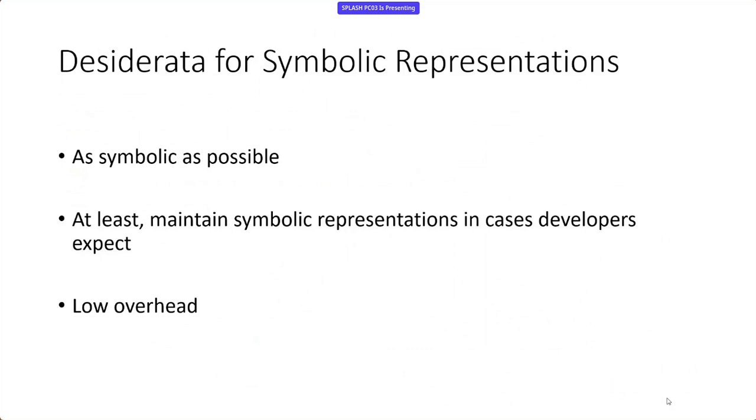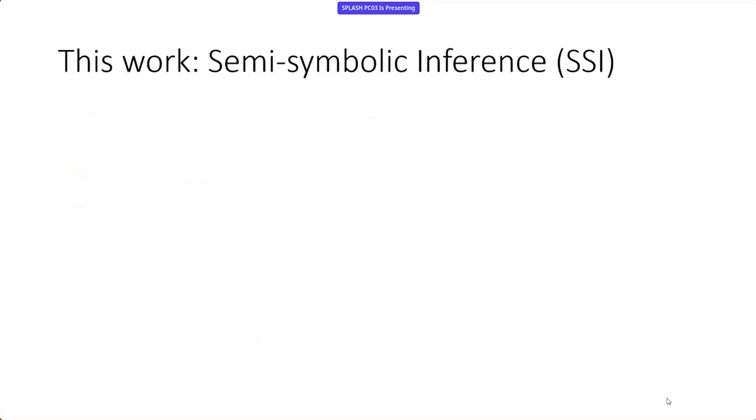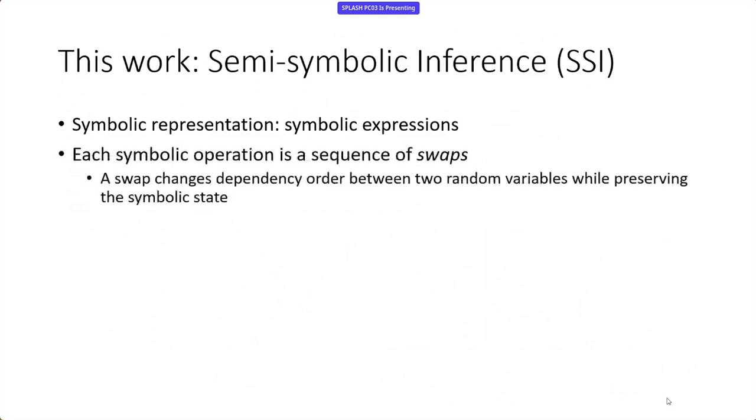In this work, we present a particular symbolic representation where what we're going to be using are your standard symbolic expression trees that you might use to implement your language, or I think the next talk is going to cover symbolic execution. So it's a similar representation to that. And the key idea here is that the core atomic operator that you need to perform inference with this symbolic state is something called a swap. And what a swap does is it changes the dependency order between two random variables in your symbolic state without changing the overall distribution that the symbolic state is trying to represent.